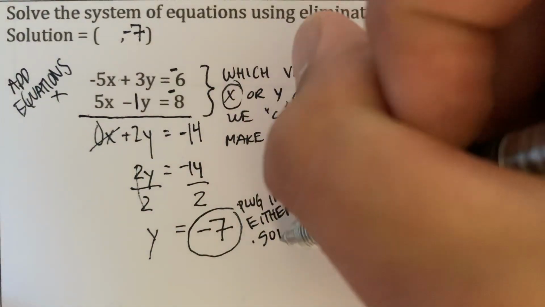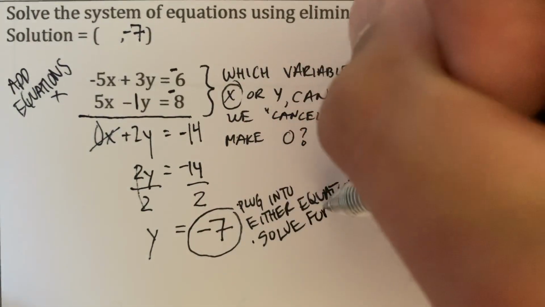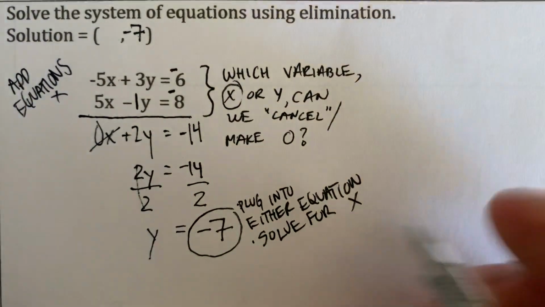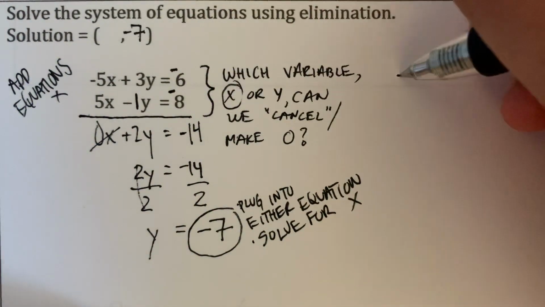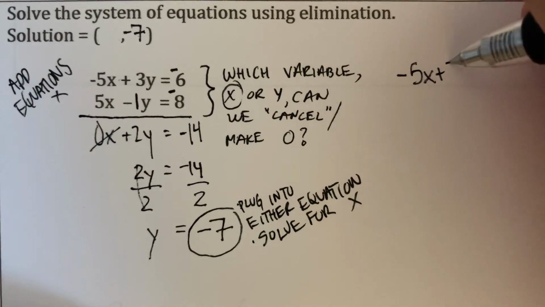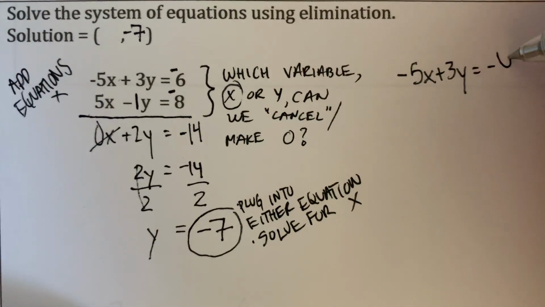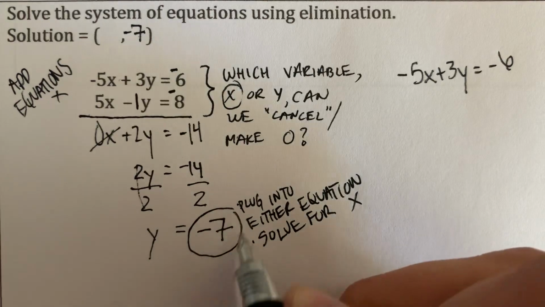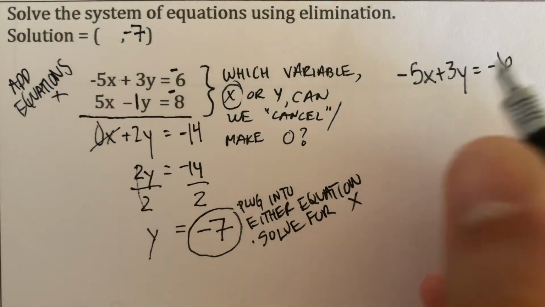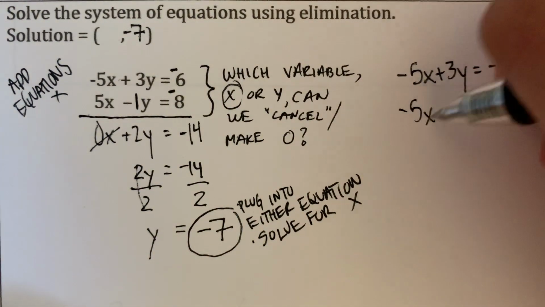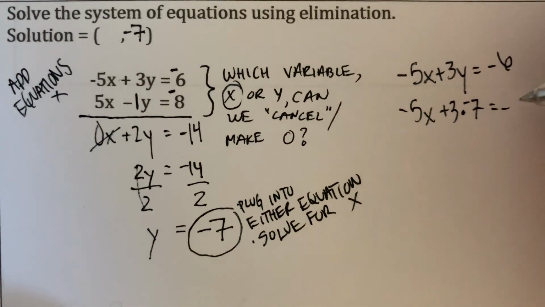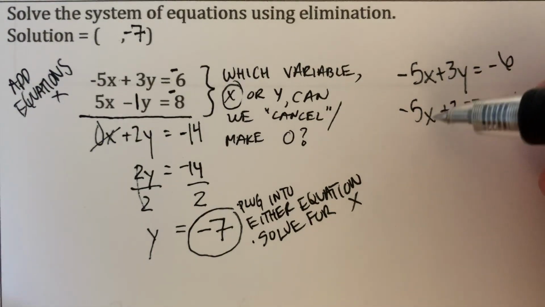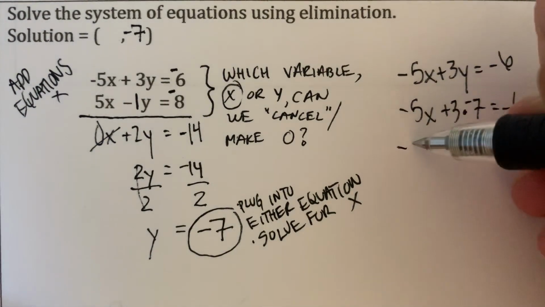We're going to solve for x. So we take that -7 and plug it into this first equation, -5x plus 3y equals -6. We said the y is -7, so we plug that right here: -5x plus 3 times -7 equals -6. Then we have one equation, one variable, and we solve for this x.